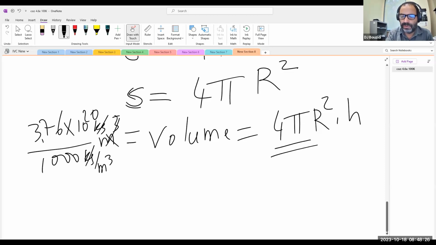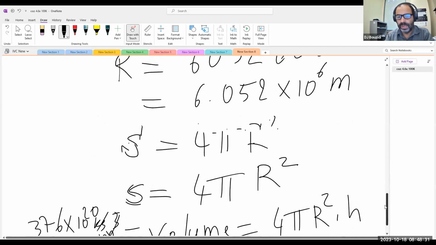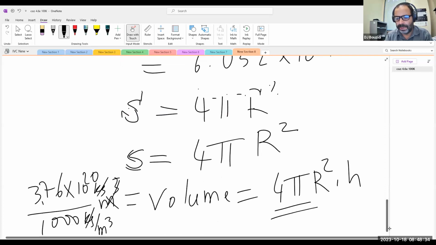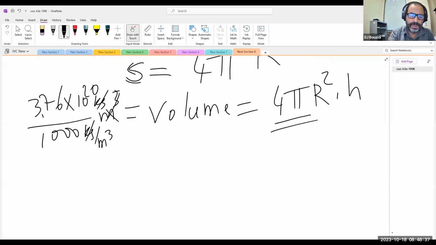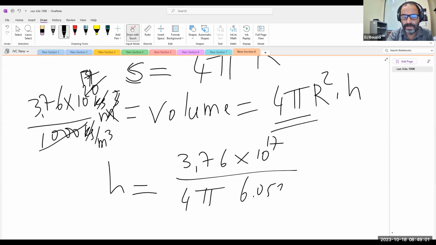This number, I know what it is. It's actually 4 times pi times r squared, where r is the radius of Venus, which is 6.052 times 10 to the power 6. I have to square that number. And then I get the height of the water. Of course, 1,000, 3 zeros, cancels with 20, so I have 17, because 3 deducted from 20 is 17. So the answer for the height is 3.76 times 10 to the power 17 divided by 4 pi times 6.052 times 10 to the power 6 squared.